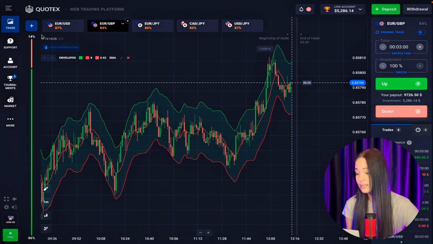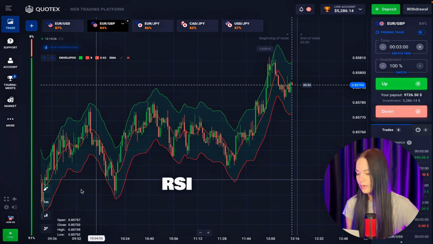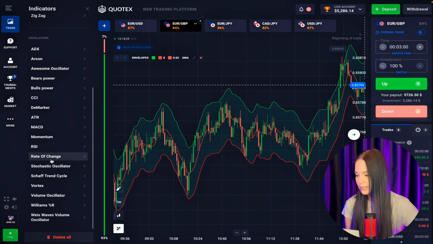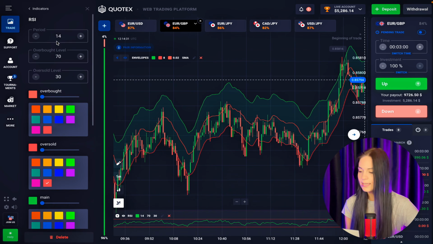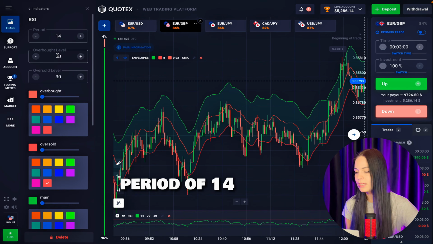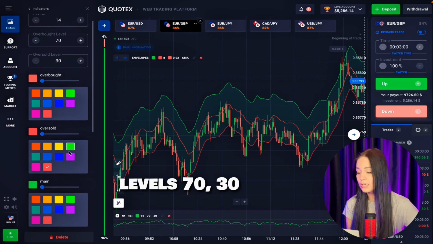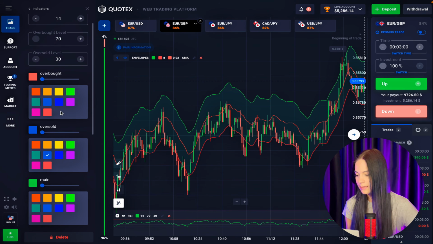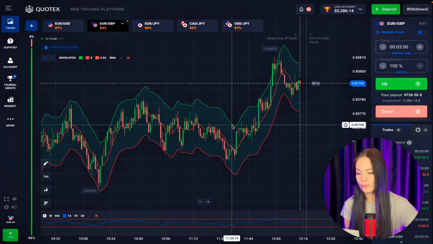And the second indicator that we need is going to be RSI. We are not changing any settings in RSI. Period of 14, levels 70-30. Choose your colors. I like the main line blue. And let's look at our chart.